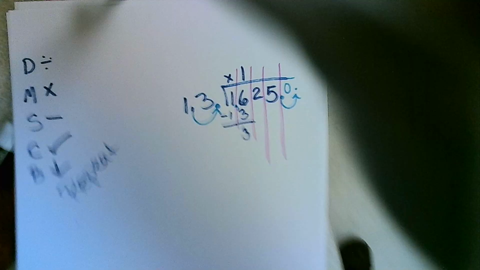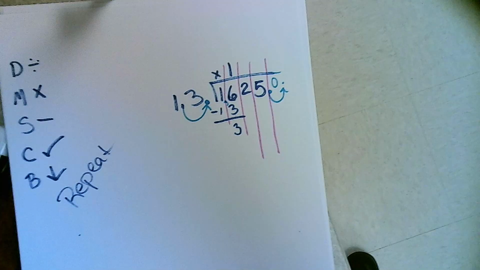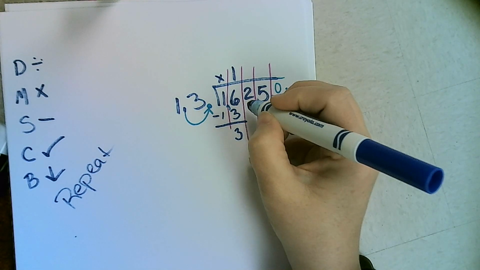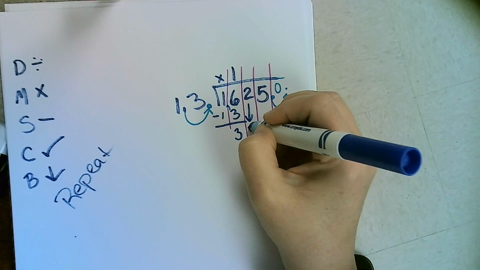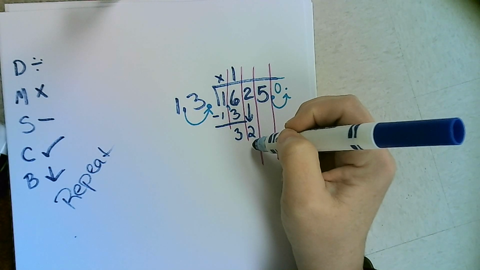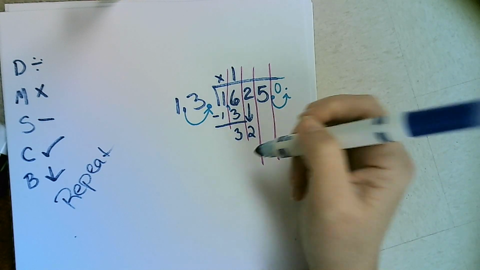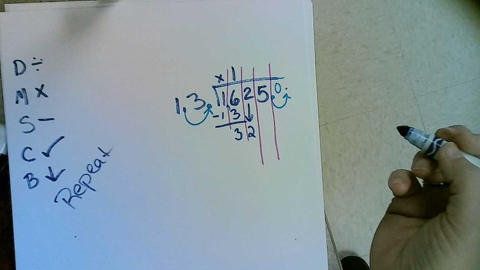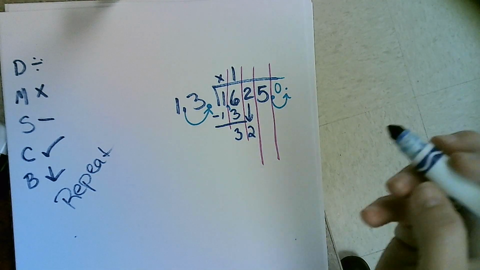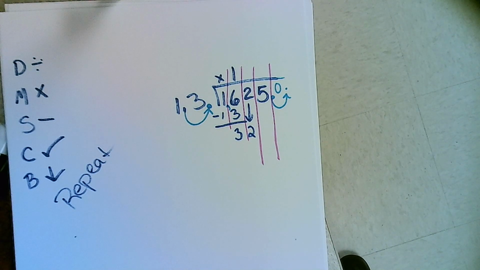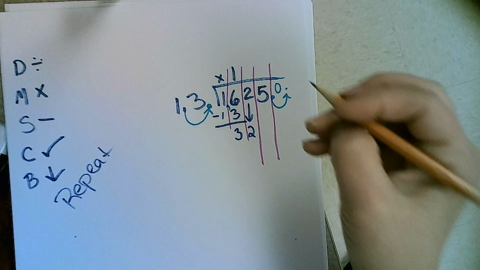All right, so I go back to the top. Oops, sorry about that. Hit my camera. So bring down the 2 and repeat. So then I'm going to see how many times 13 can be divided into 32. Well, I'm going to guess. I'm going to start using a pencil, because I'm going to show you guys what happens if you guess the wrong number.